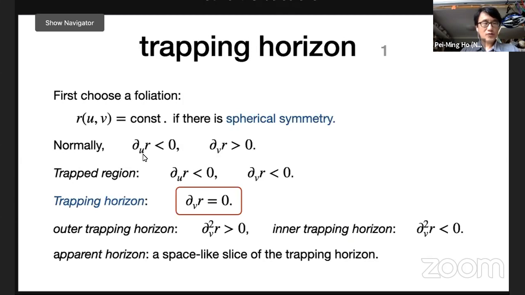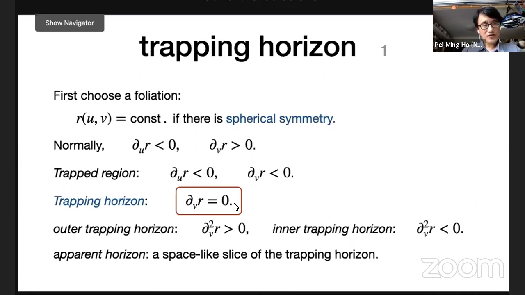Usually when you are moving inward or outward, the areal radius should increase or decrease, right? If you are moving outward, it should increase. If you are moving inward towards the origin, it should decrease. However, the geometry may be non-trivial, so that in a certain region, either way you are moving, the areal radius is decreasing. When that happens, we say you are in a trapped region.